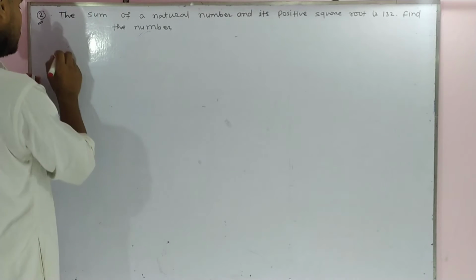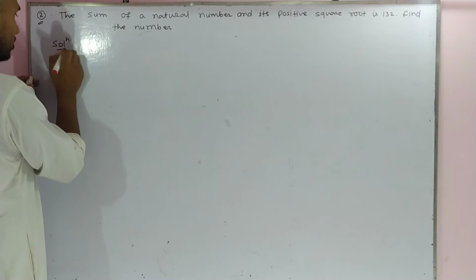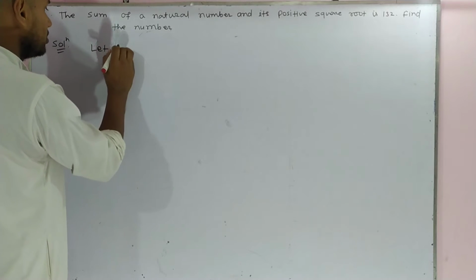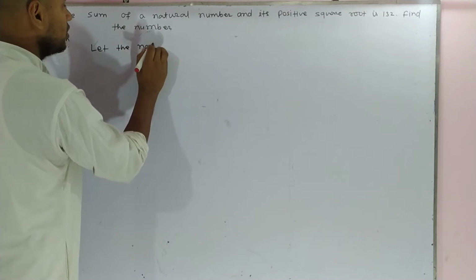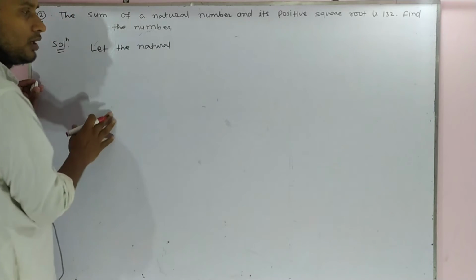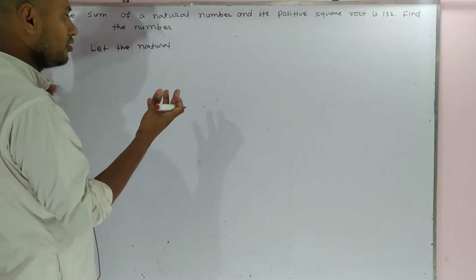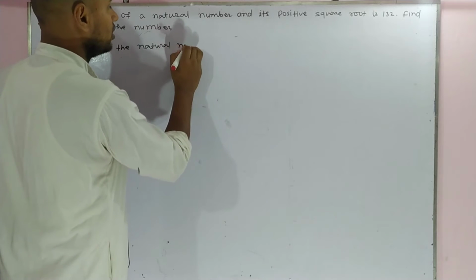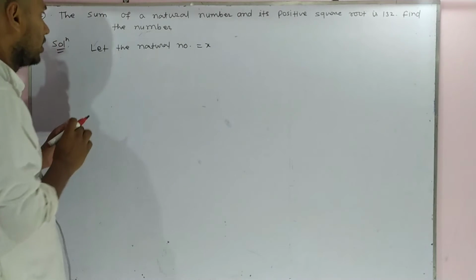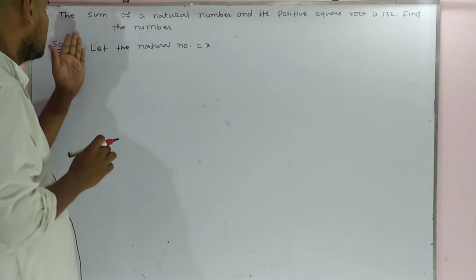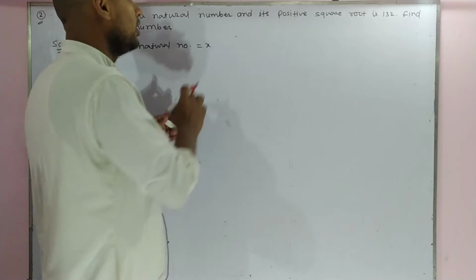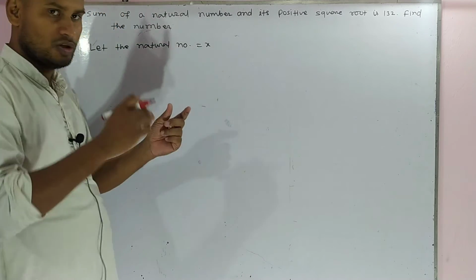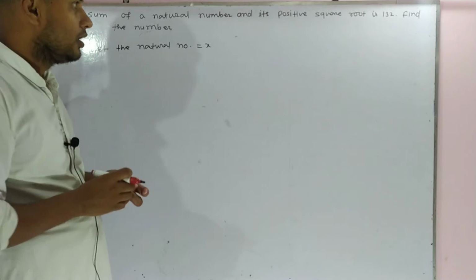Let us see the solution of this question. First of all, we have to assume that the question is asking about the natural number, so let the natural number equal x. The question tells us that the sum of a natural number and its positive square root is 132. Find the number.